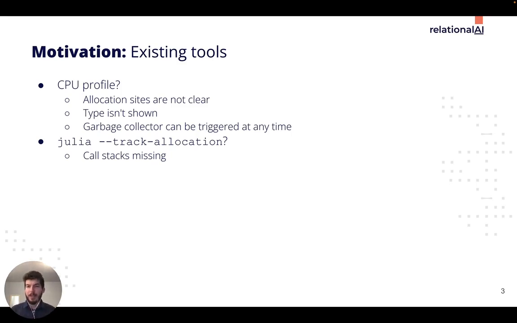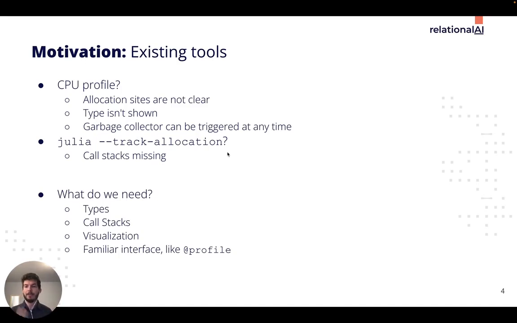There's also a mode called track allocation, which shows me line by line which lines of code are allocating a lot. But it's missing call stacks. So if I see a line of code, for instance, in the Julia standard library that's allocating a lot of data, I don't really know what function from my code was calling into that function. So what do we need? Well, we need a tool that's going to give us types, call stacks, a nice visualization, and hopefully a familiar interface like the profile module we know and love. All right, that's what we built, and Nathan's going to give you a demo.